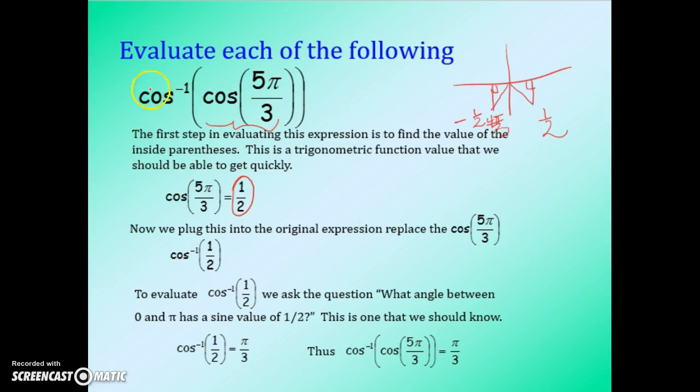So now I'm going to put positive 1/2 in the cosine inverse function. And let's go back to cosine. I can only look for values between 0 and pi, and I'm looking for where cosine is 1/2. That happens here at pi over 3, and it happens here at 2 pi over 3.